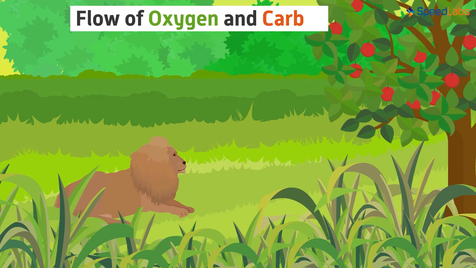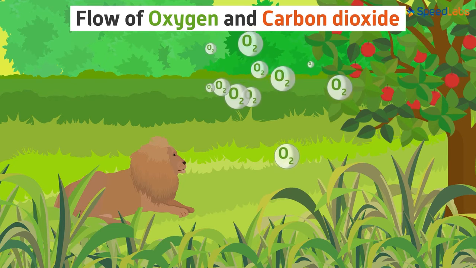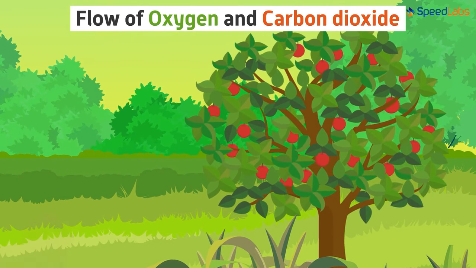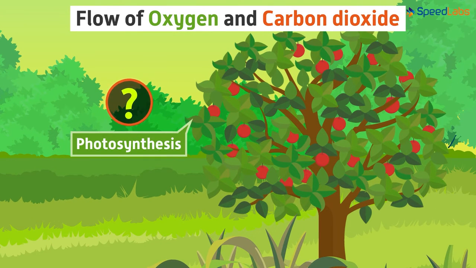Another example of interdependency is that of oxygen and carbon dioxide. We know that all organisms take in oxygen while inhaling. They release carbon dioxide as a part of exhalation. Now let's look at the trees. Can you tell me what is the starting material used for photosynthesis?